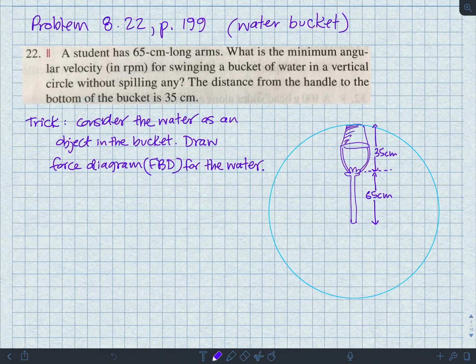And that is the tricky part, because the question is, what do we draw a force diagram on? Are we drawing it on the bucket, on the water? How do we deal with that? So this is one of those tricky problems that you want to think of the water as the object. Okay, so we're going to be drawing our force diagram on the water, not the bucket.